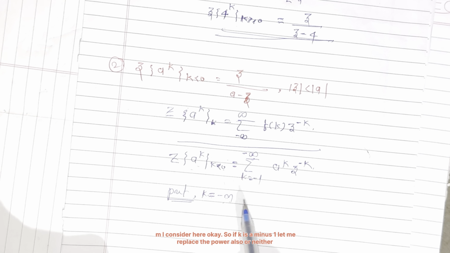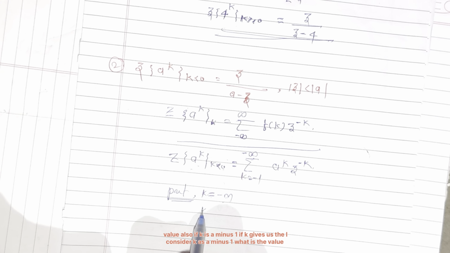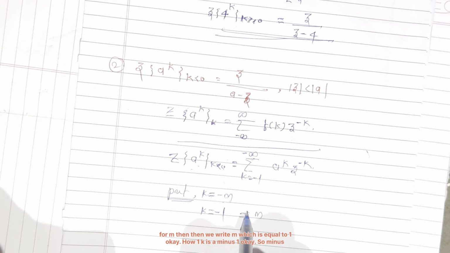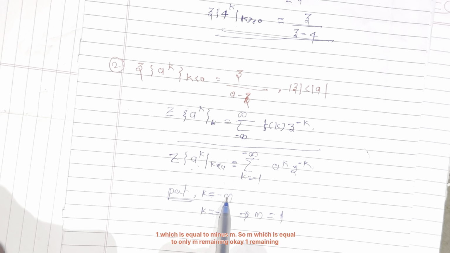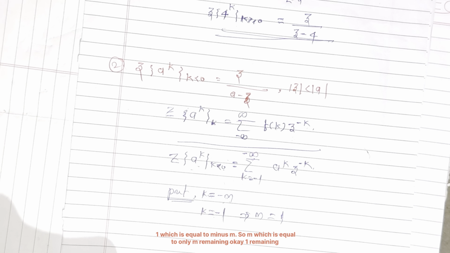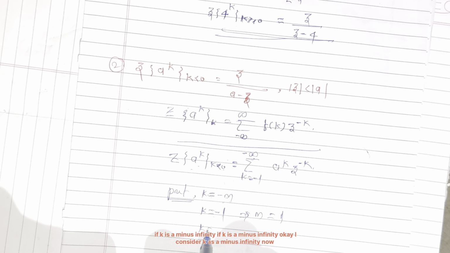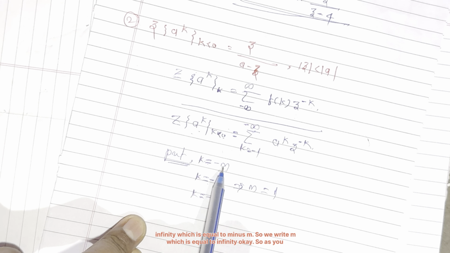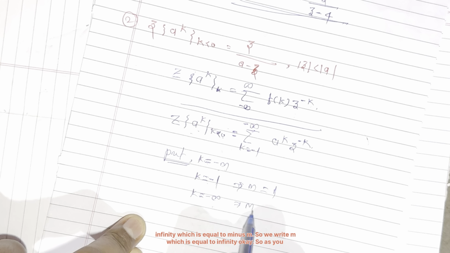Let me replace the limits and the powers also. If I consider k as minus 1, what is the value for m then? Then m is equal to 1. How 1? k is minus 1, so minus 1 is equal to minus m, so m is equal to 1. If k is minus infinity, I consider k as minus infinity, so minus infinity is equal to minus m, so m is equal to infinity.